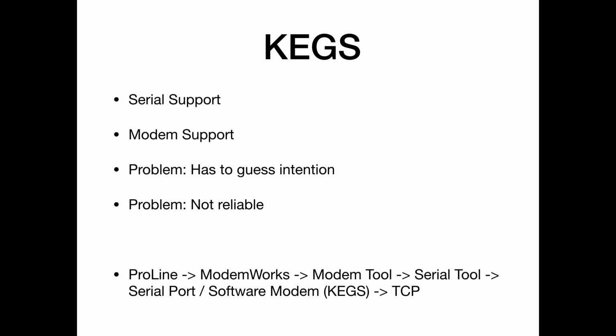If we take a big overview look at what's happening, Proline calls Modem Works, which calls the Modem Tool, which calls the serial tool, which writes to the serial port and software modem within KEGS, which then finally communicates over TCP.